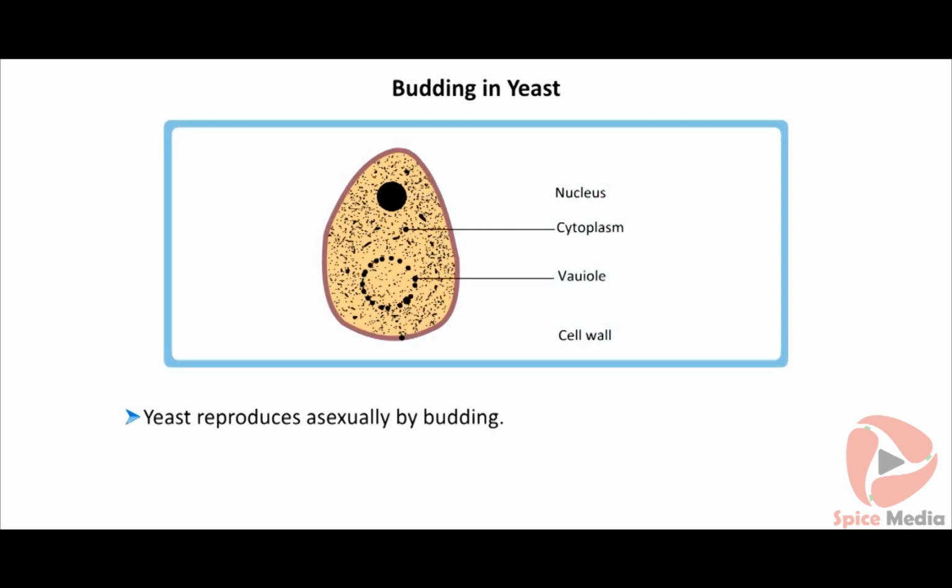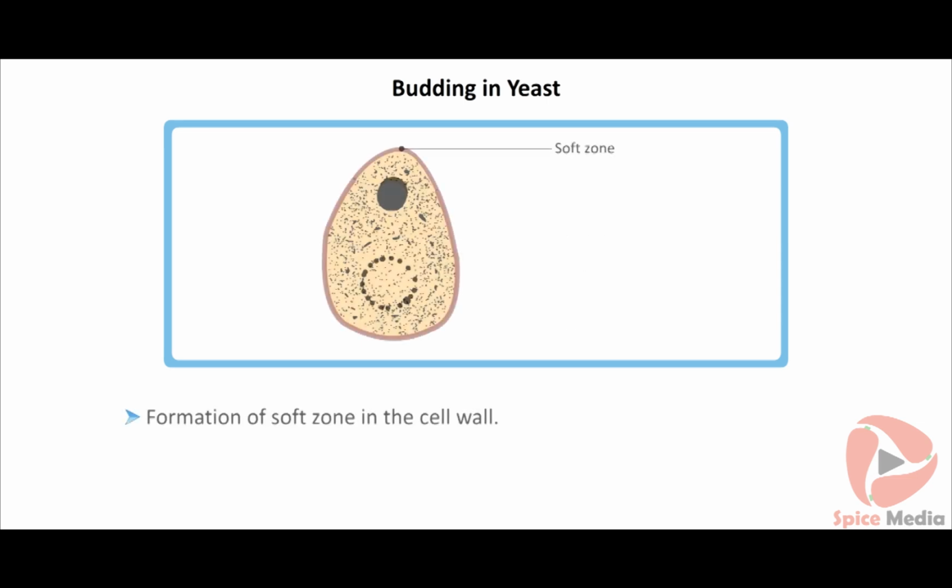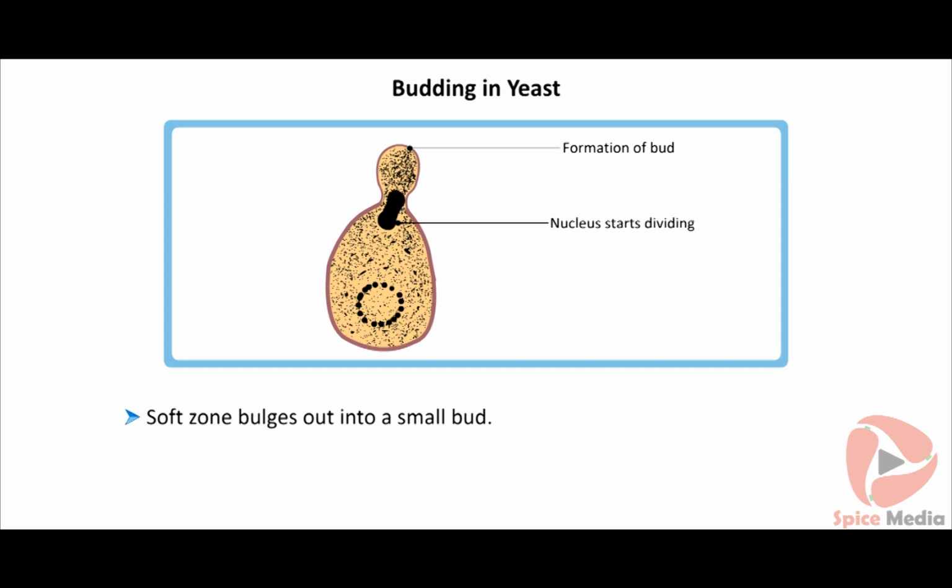The most common type of asexual reproduction found in yeast is budding. Let us see the steps involved in the formation of budding in yeast. The cell wall of the vegetative cell becomes thin at the corner, forming a soft zone. Slowly, this soft zone protrudes and bulges out into a small bud.